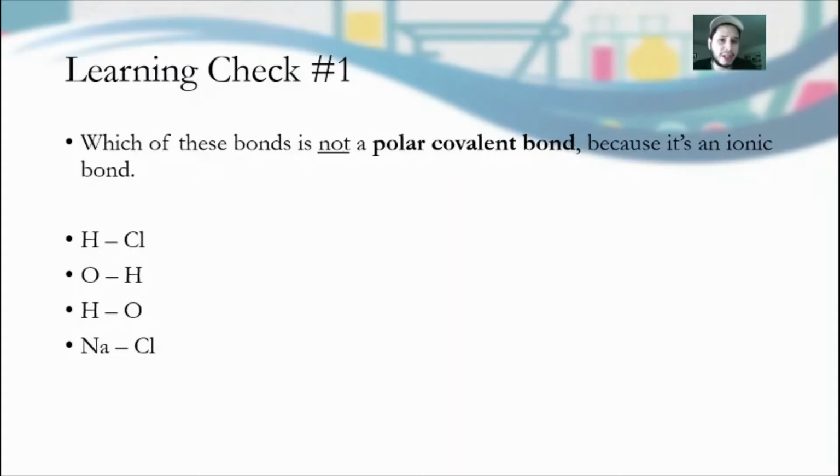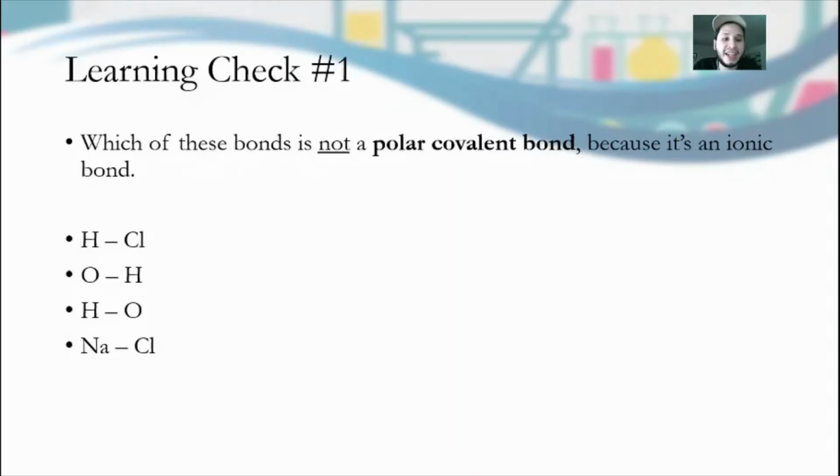Although you don't know how to identify polar covalent bonds, this question is asking which of these is not a polar bond because it's ionic. So you'll be looking at an ionic compound. So let's look at HCl. HCl is made up of 2 atoms, and both atoms are nonmetals. So this has to be a type of covalent bond. OH, also same case, nonmetal. HO, it's the same bond, just flipped. So 2 nonmetals forms a covalent bond.